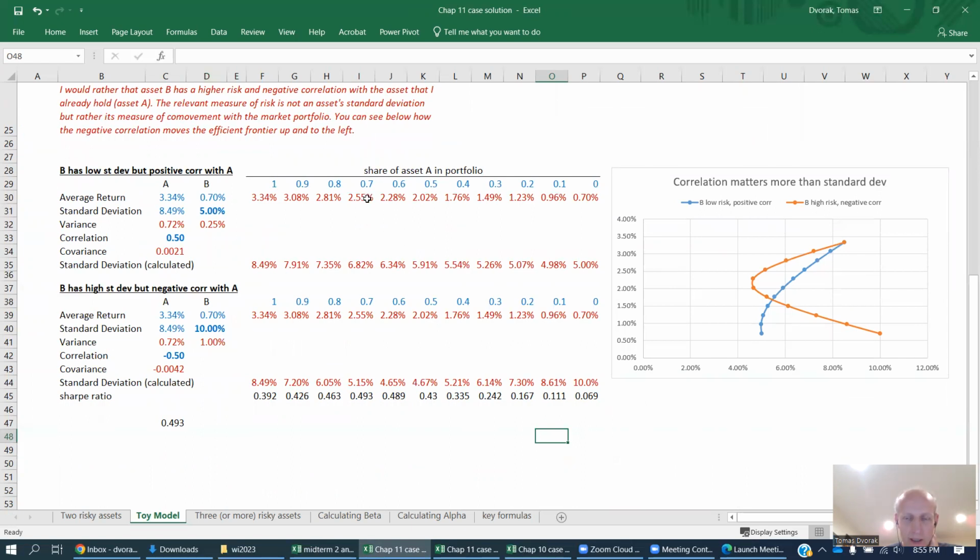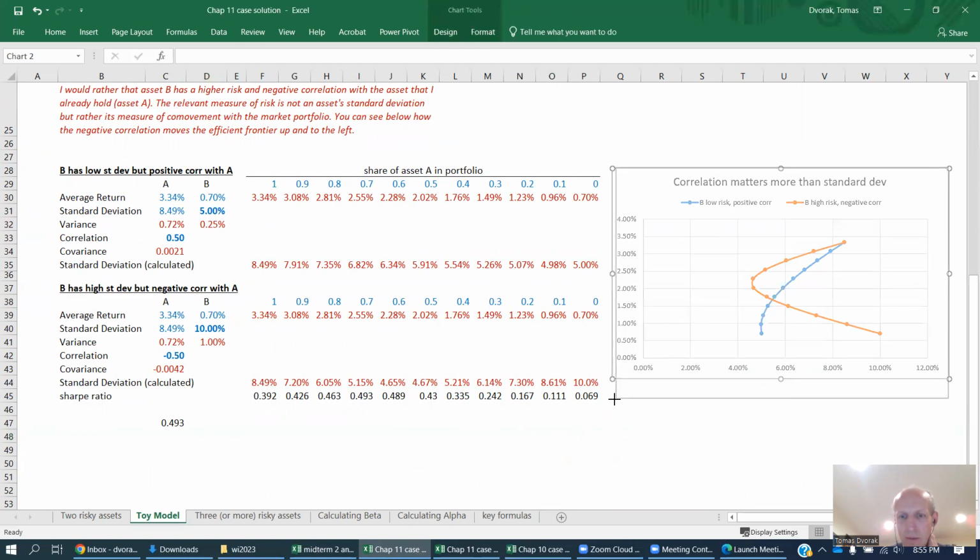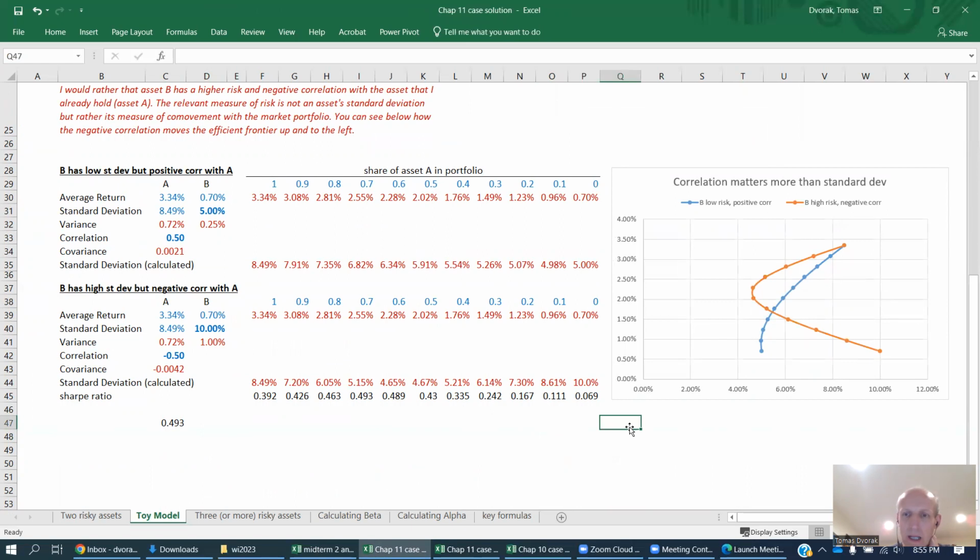These are the calculations, the same thing we did above, but I actually put together a pretty nice graph that summarizes the nature of these different portfolios. So in blue, what we have is a combination of asset A with an asset B that by itself has a pretty low risk. However, it has a correlation coefficient with asset A of 0.5. So it's the blue line. This is a low individual risk of asset B, but it still moves together with asset A.